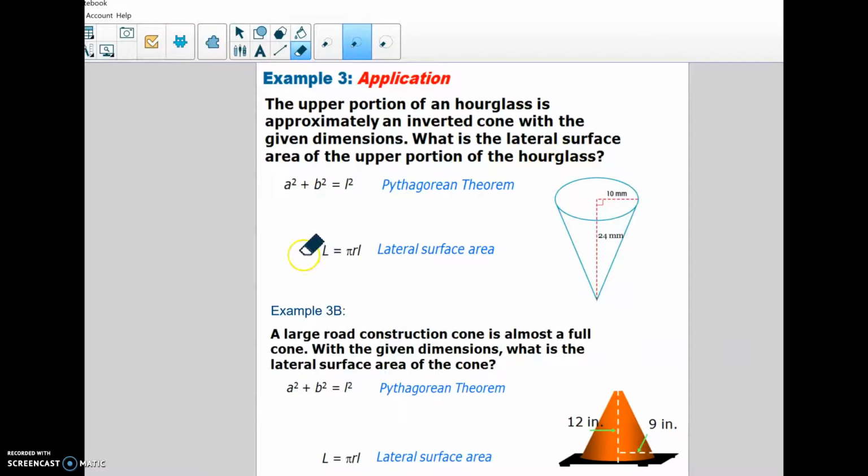So if we're looking at the formula, there's the first part of the formula, which is pi times radius squared. We just don't use that because that's the base. So first we need to find the slant height using the Pythagorean Theorem, because that's a right triangle right here. This is the base, this is the height of a right triangle, and that will give us the slant height if we use the Pythagorean Theorem, okay?